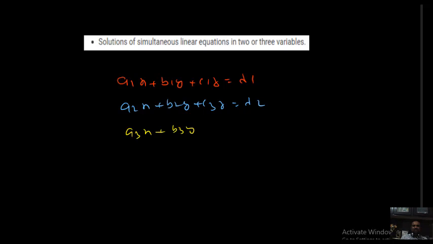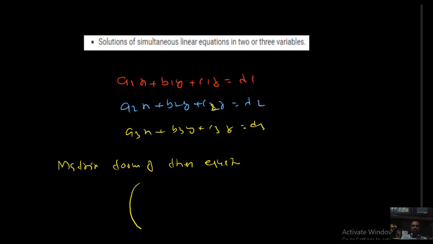Okay, students, listen. a1x plus b1y plus c1z equal to d1. a2x plus b2y plus c2z equal to d2. a3x plus b3y plus c3z equal to d3. So 3 equations with 3 unknowns. Okay, so these are the 3 equations. How to write these 3 equations in matrix form? That is important. Matrix form of these equations.